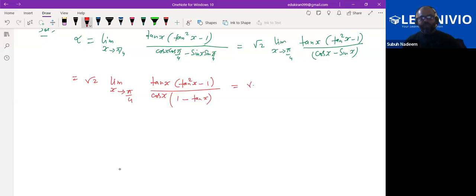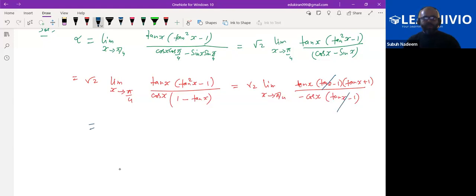So this will be √2 limit x approaching pi by 4 tan x, and this tan square x minus 1 can be written as tan x minus 1 into tan x plus 1. And in the denominator, this is cos x, and 1 minus tan x can be written as minus of tan x minus 1. So what happens? This tan x minus 1 will cancel with this.